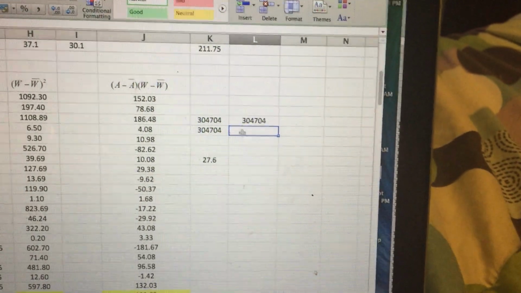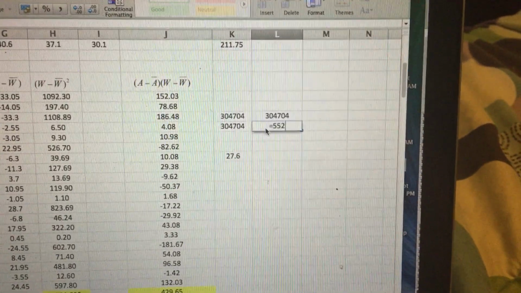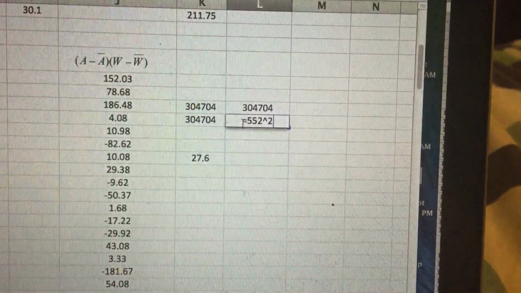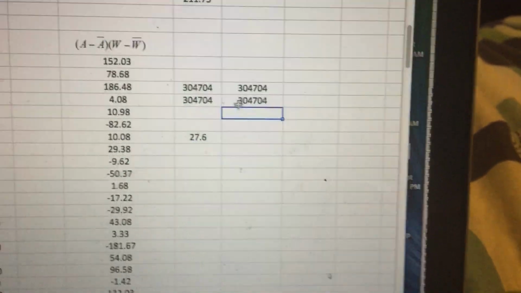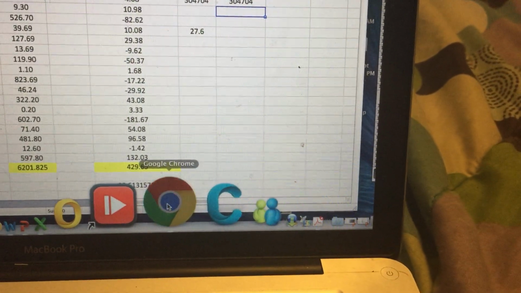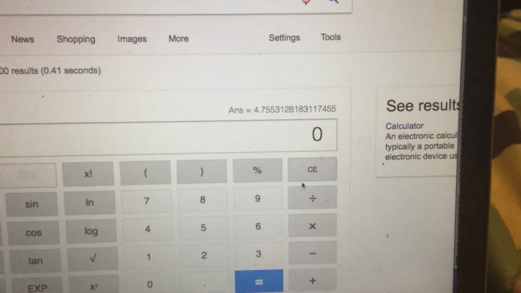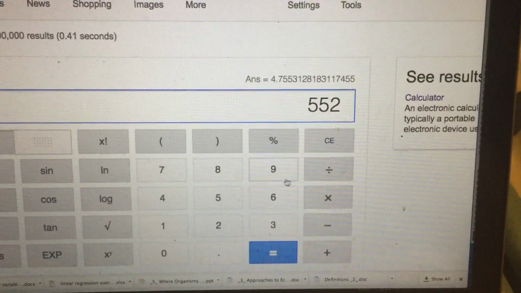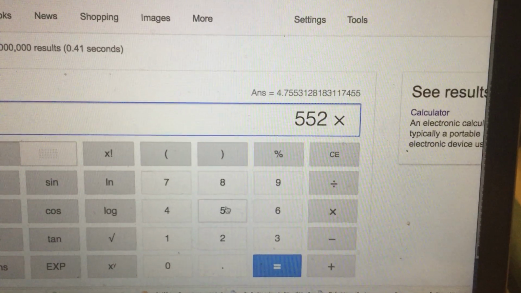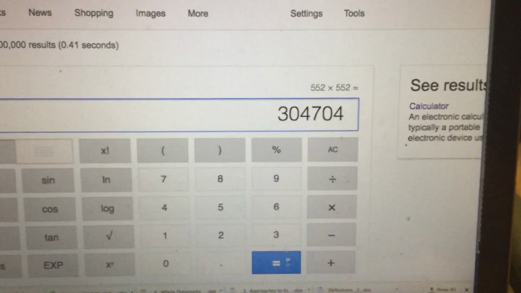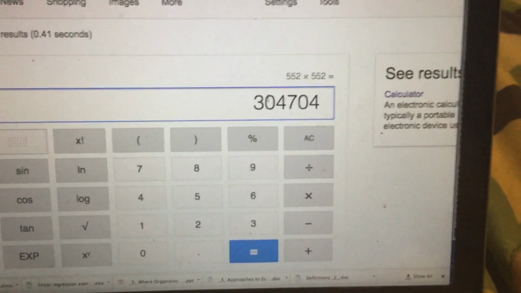Now, if I'm using Excel, I can take 552, type the caret sign and put a 2, and that means squared. Don't forget to put the equal sign. But I'm also going to show you how to do it on a calculator, only because I don't know if we're going to have Excel all the time. So we got 552 times 552. That's how you would square it on a calculator. So the answer is 304,704.